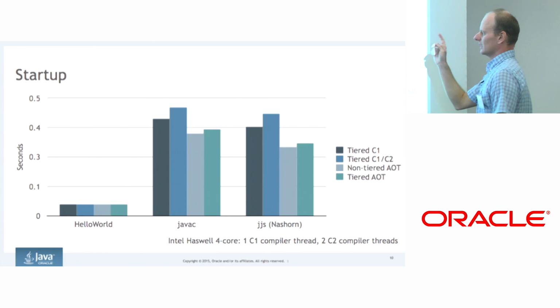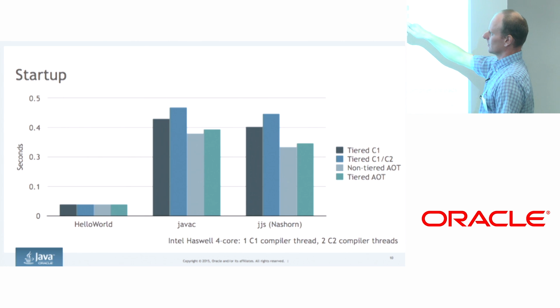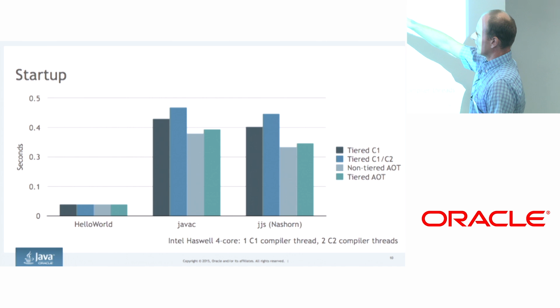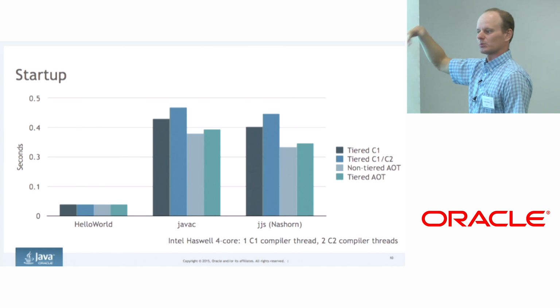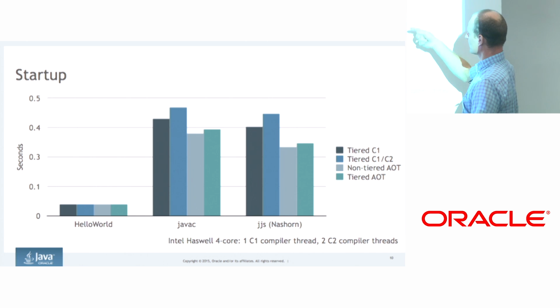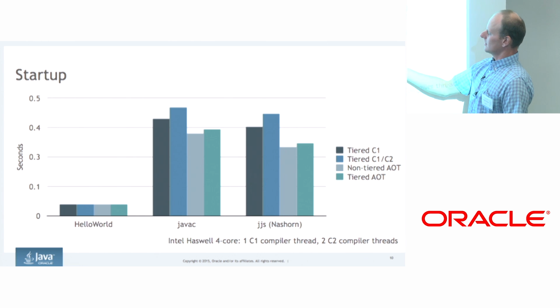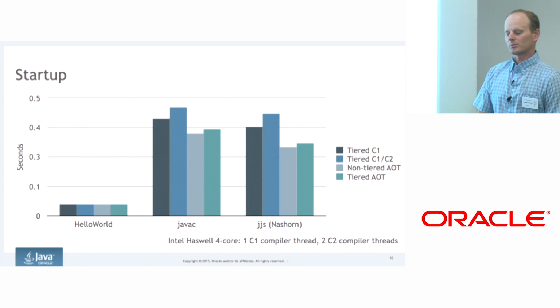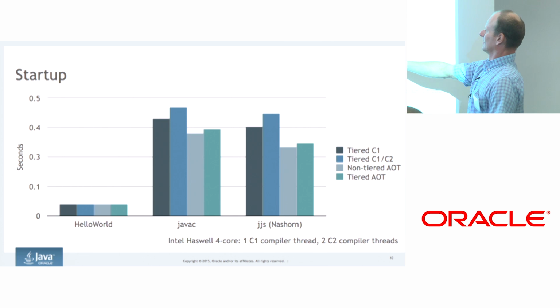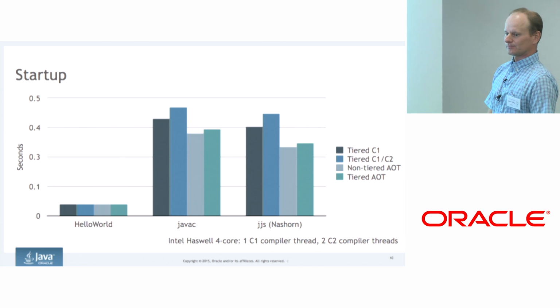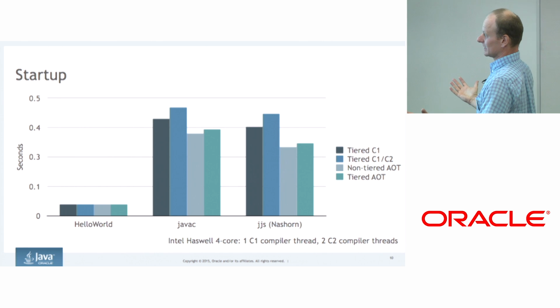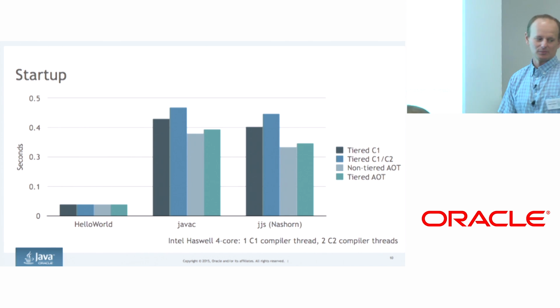On the next slide, the important part is the tiered aspect. You can still hit peak performance with that because you're producing profiling information. And we see the same with Nashorn. It's also a 30% improvement. That's, I think, executing an empty JavaScript file, which is really nice. I wanted to have that on Hello World, but you know.